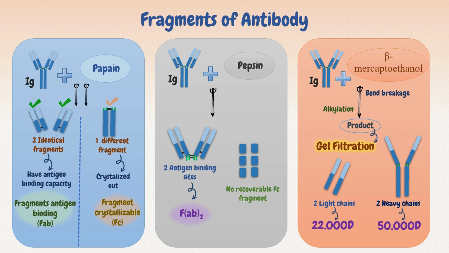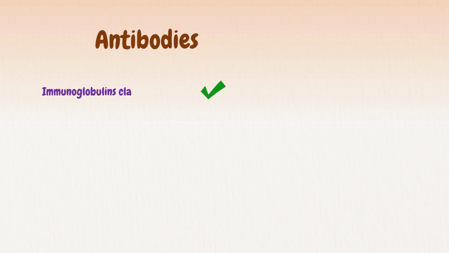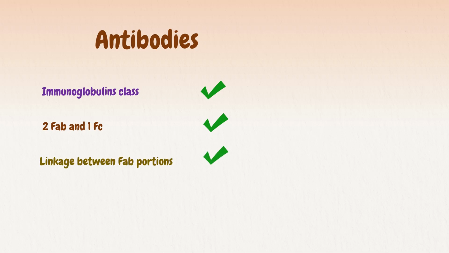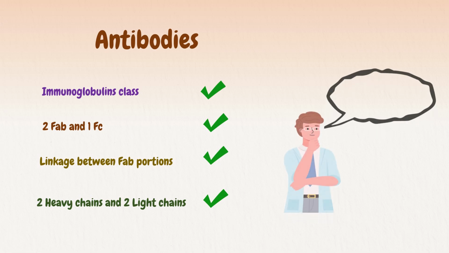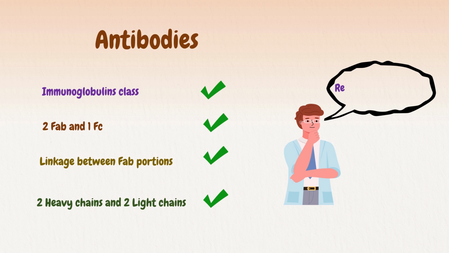So until now, it was discovered that antibodies belong to the class of immunoglobulins. Second, it has 2 antigen-binding fragments and 1 crystallizable fragment that helps in receptor binding. Third, there is some linkage between Fab portions. Fourth, the simplest antibody molecule is comprised of 2 heavy chains and 2 light chains. Now the next challenge that scientists were facing was to determine which of the chains was implicated in antigen binding and which chains contributed to the crystallizable fragments.